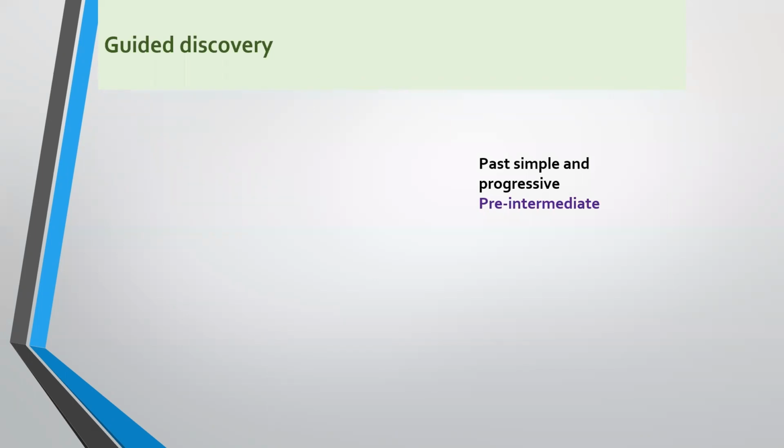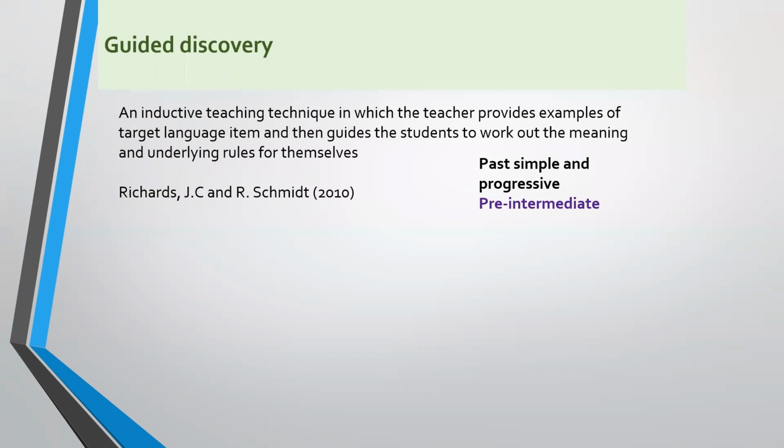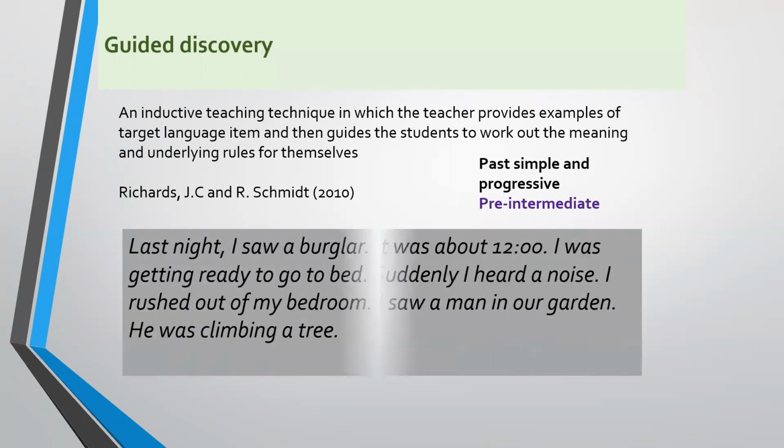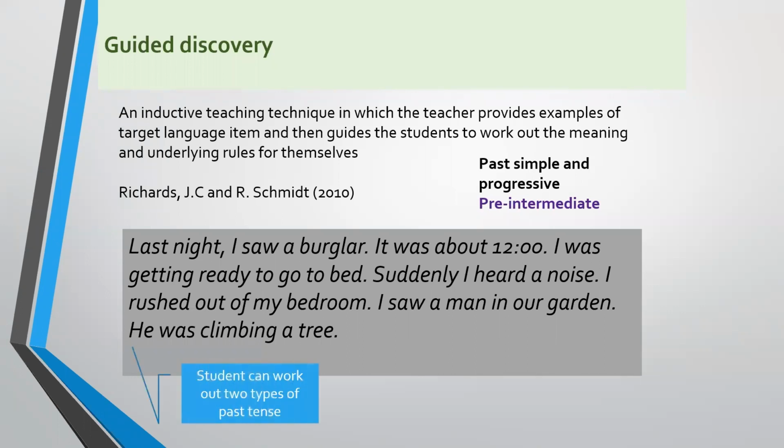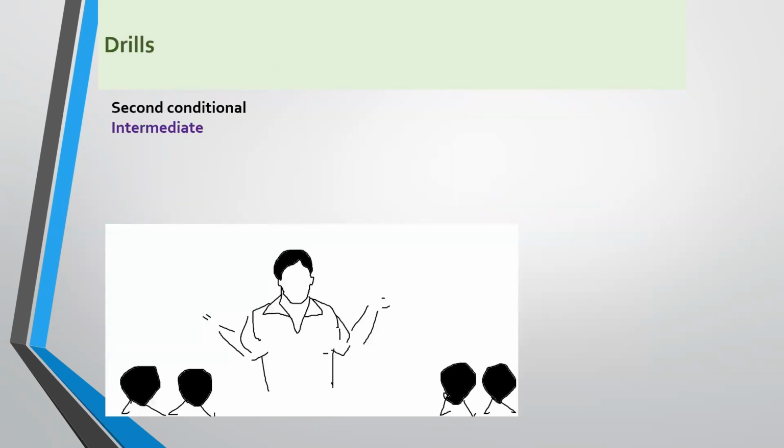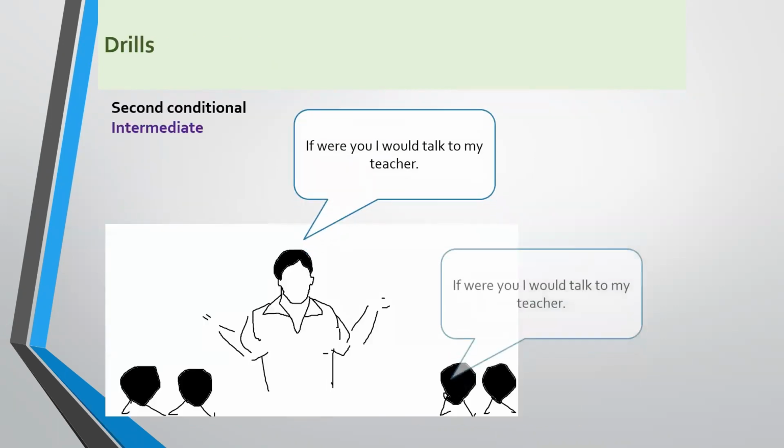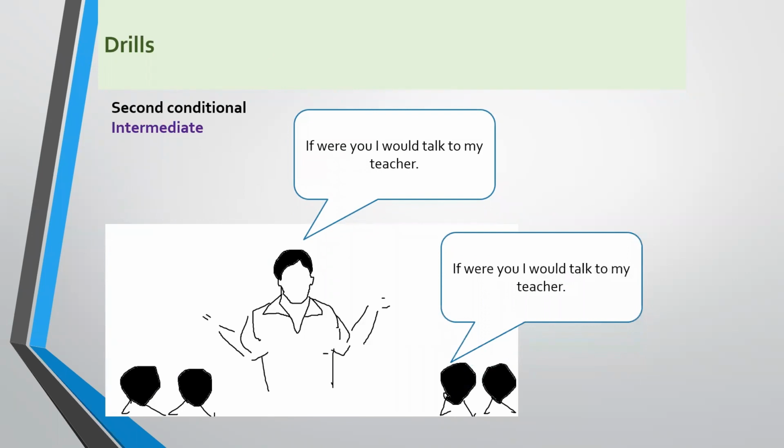And guided discovery is my favorite. It's an inductive teaching method as well. You can give them a task through which they can discover the underlying rules. Right. For example, here: last night I saw a burglar. It was a story through which they are learning past simple and past progressive. So here, second conditional drilling can help. It's the most difficult structure, second conditional sentence. Oh, third conditional is the most difficult one, I'm sorry.